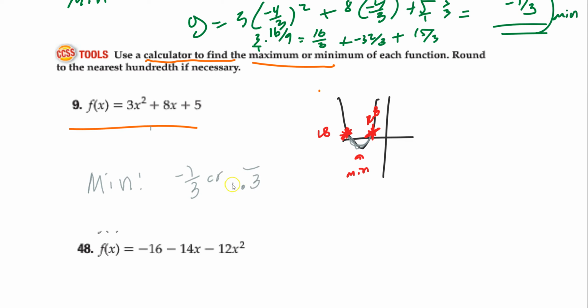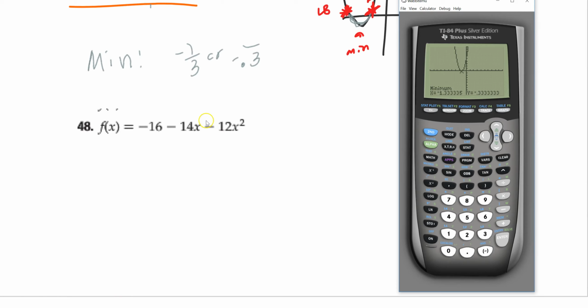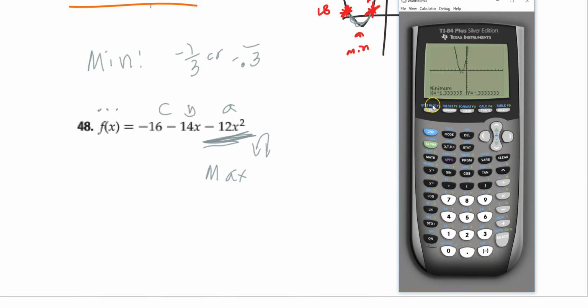Now let's look at the 48 real quickly. So a couple things with 48. First of all, it's a max. So look at the A. Remember, your A is always, this is your A, that's your B, that's your C. A is always the thing with the x squared, not the way it's positioned. You could rearrange this. That's your A. So again, it's a negative, so it's opening down. So it's a max this time. Let's do some real quickly.